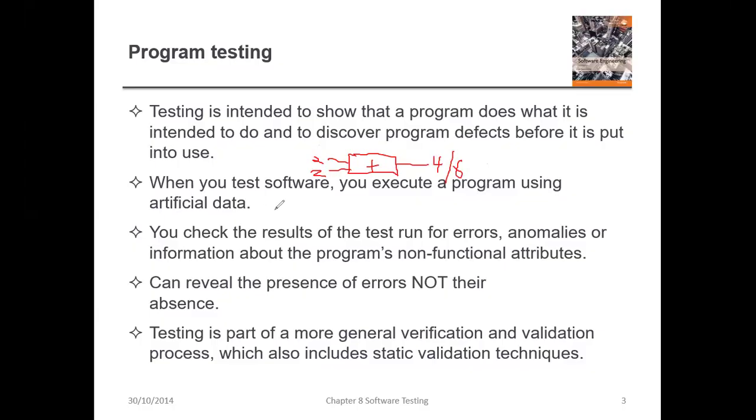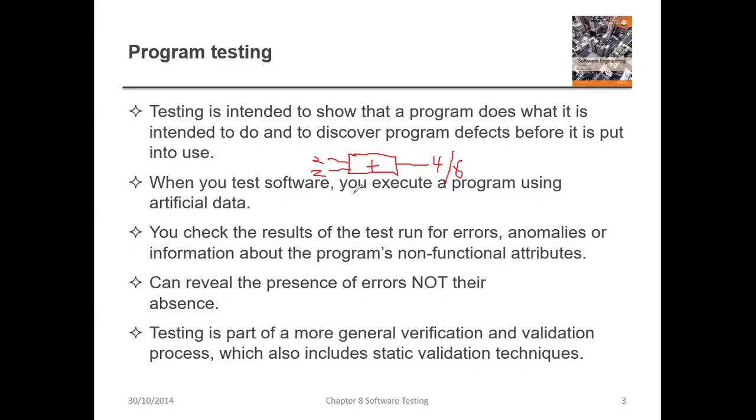So we're saying that when you test a system, you run the system or you execute the system, give it inputs, which is artificial data. You have your test data, give it to the system, then you observe the output, and then you come up with your conclusion if that system is actually doing what it's intended to do or not. So you check the results of the test run for errors, anomalies, information about the program's non-functional attributes.